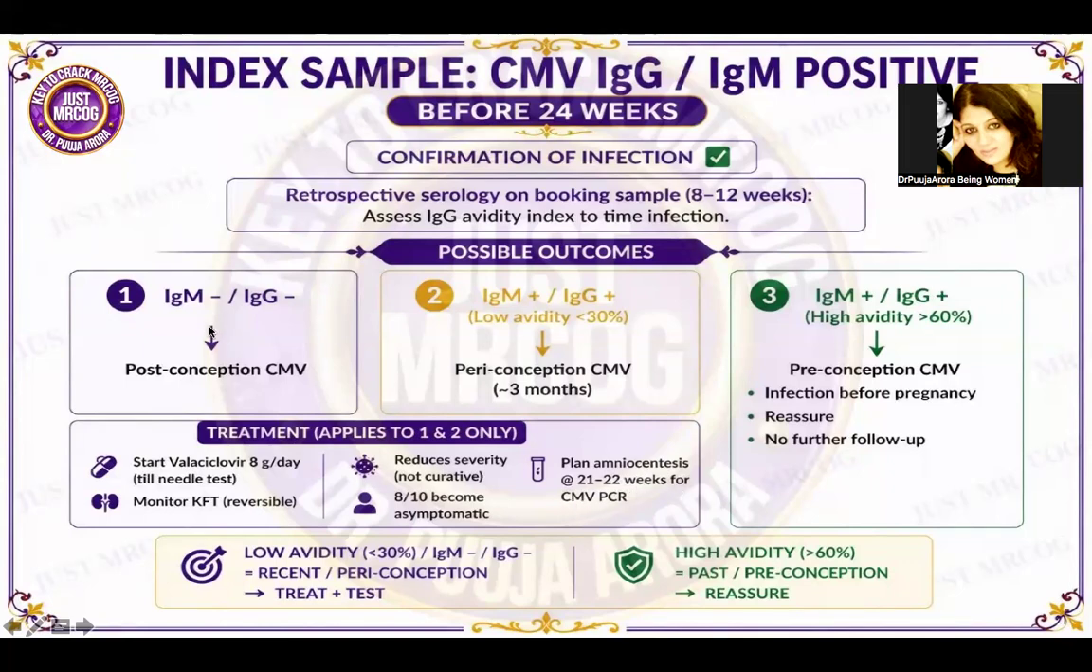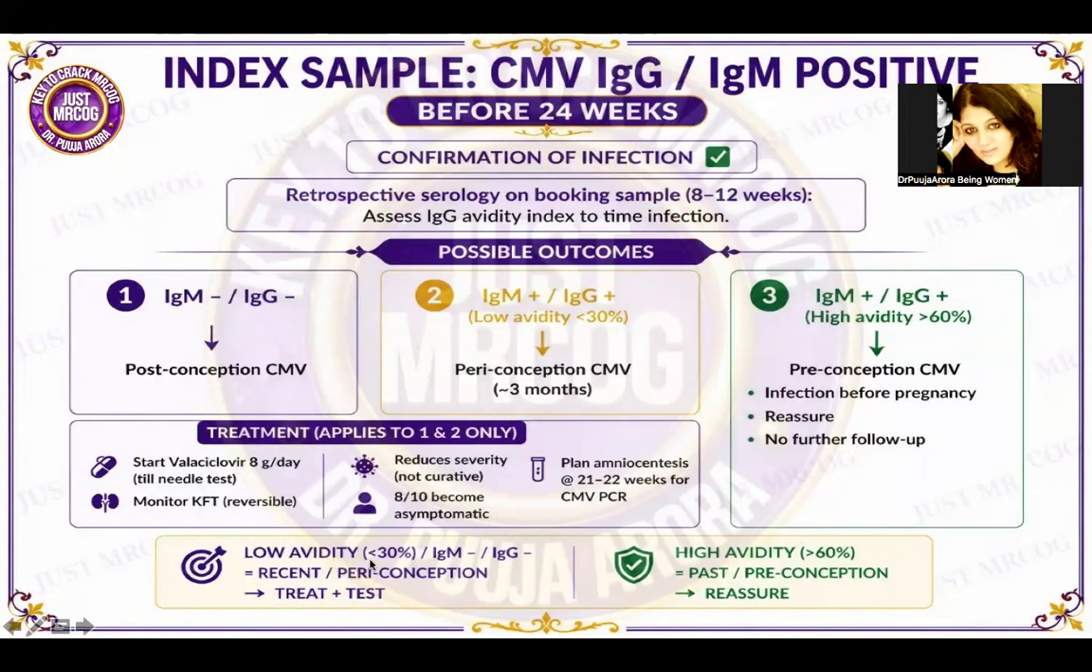So when you find this and this in the booking sample, after having IgG, IgM positive in the current sample, then we have to start antiviral. We have to offer KFT. We have to make sure that 8 out of 10 become asymptomatic. This only reduces severity. Don't forget that we have to offer amniocentesis. Till then, we will offer this antiviral drug. And this is your example.